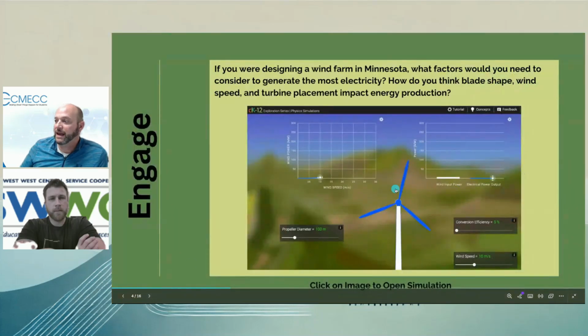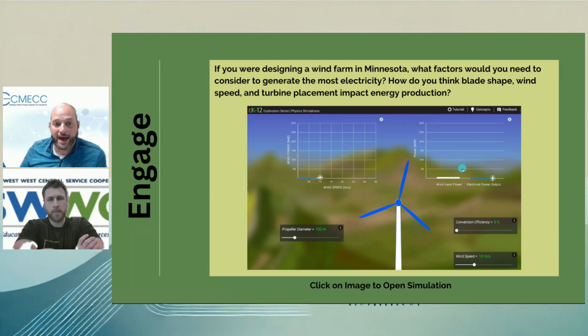And it does begin with this activity where students are able to manipulate the propeller diameters as well as the speed of the wind. And it's going to create some data charts as you do that, which show the differences in the wind speed and the propeller diameter and the resulting amounts of energy that get produced, whether or not you have a wind or don't have a wind.